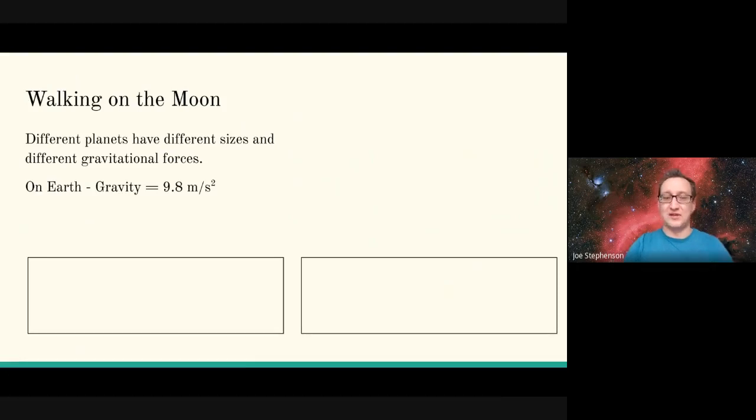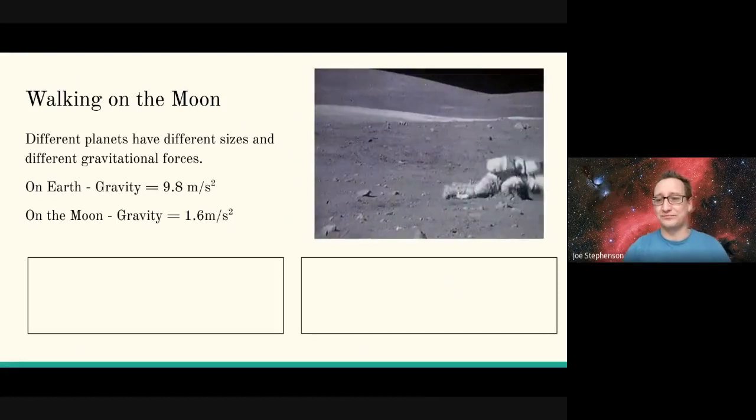Okay, and you always feel that acceleration, although you don't notice it because you're firmly on the ground, so you cannot accelerate any further. On the moon, gravity has a much weaker force, and therefore you accelerate at about 1.6 meters per second squared. Now, watch this astronaut. Look at how easily he's able to push himself back up when he falls over. He almost hovers above the ground for a second.